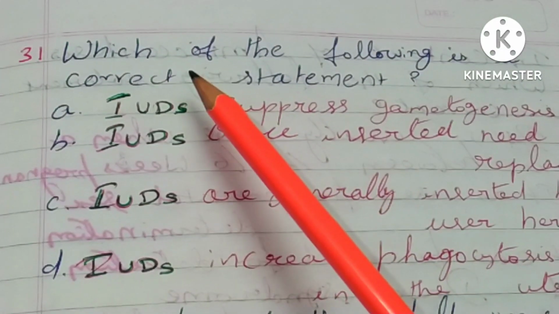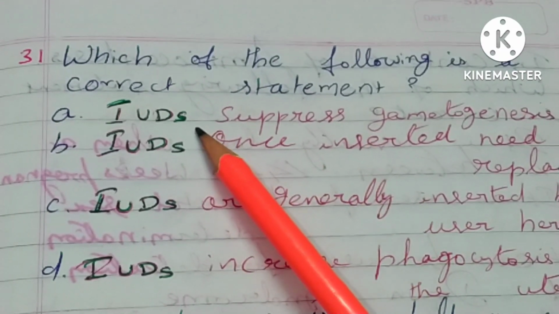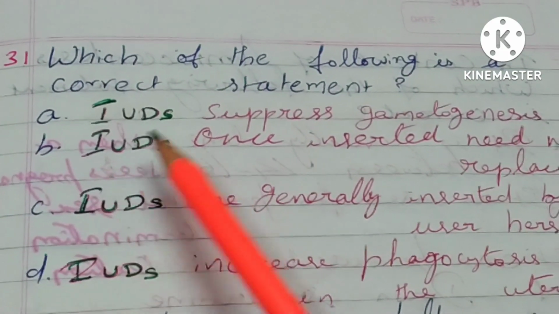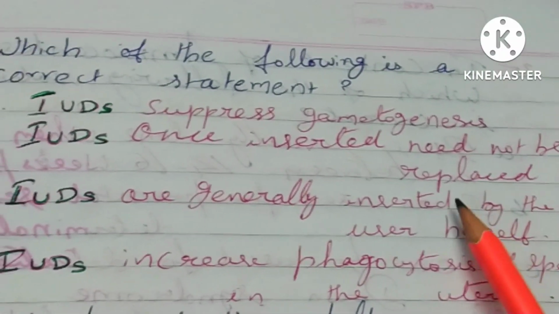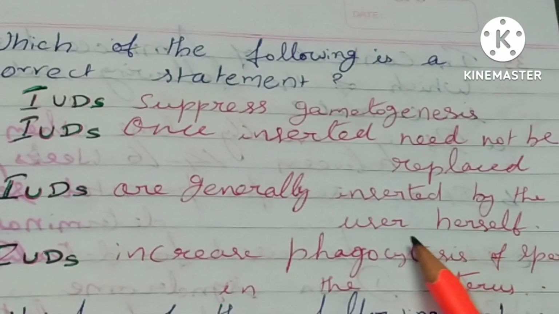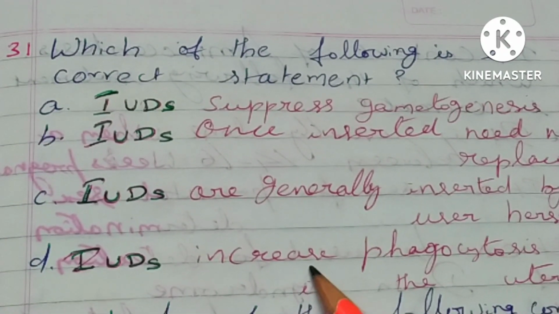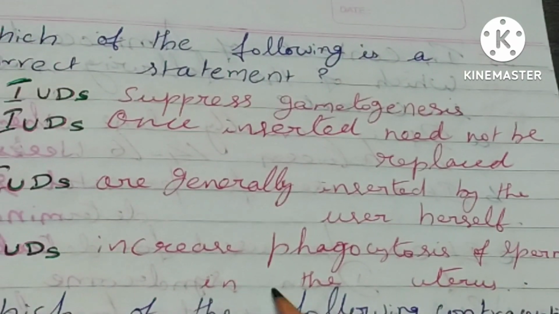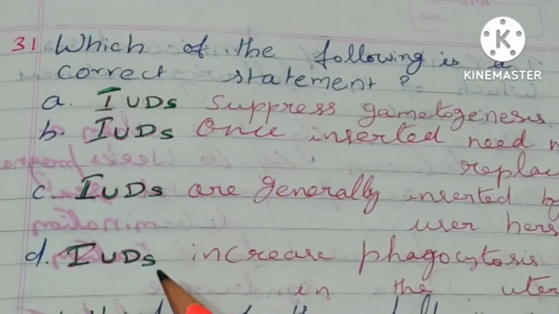Next question. Which of the following is a correct statement? Option A: IUDs, intrauterine devices, suppress gametogenesis. Option B: IUDs once inserted need not be replaced. Option C: IUDs are generally inserted by the user herself. Option D: IUDs increase phagocytosis of sperms in the uterus.